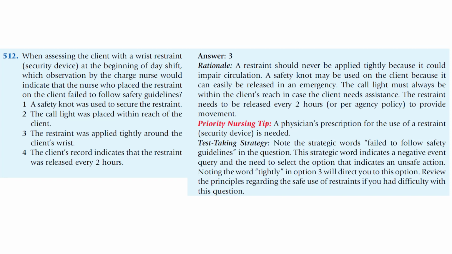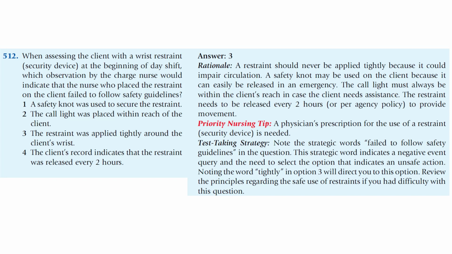512. When assessing the client with a wrist restraint at the beginning of day shift, which observation by the charge nurse would indicate that the nurse who placed the restraint on the client failed to follow safety guidelines? 1. A safety knot was used to secure the restraint. 2. The call light was placed within reach of the client. 3. The restraint was applied tightly around the client's wrist. 4. The client's record indicates that the restraint was released every 2 hours.